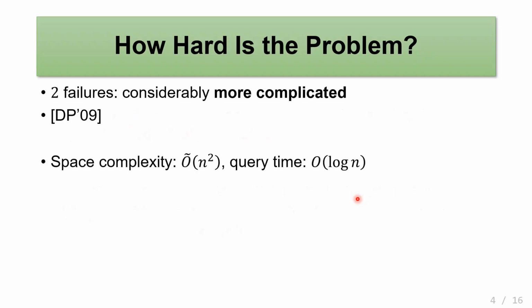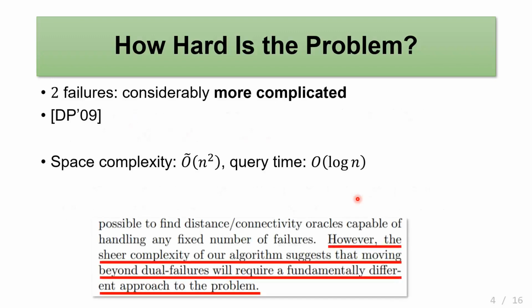But one problem with the oracle is they used very heavy case analysis, and the structure of shortest paths under two failures looks really complicated. So their techniques do not seem to even extend to three failures, and because they used very heavy case analysis, they even suggest that moving beyond dual failures would require a fundamentally different approach.